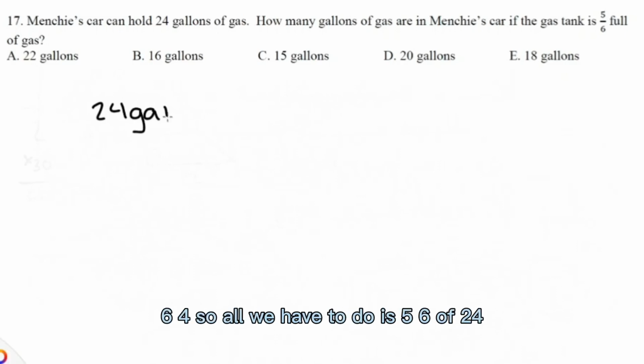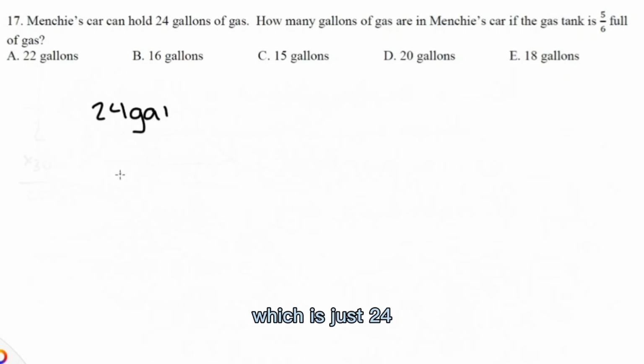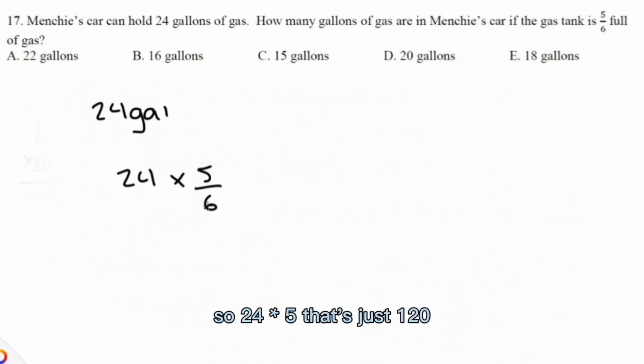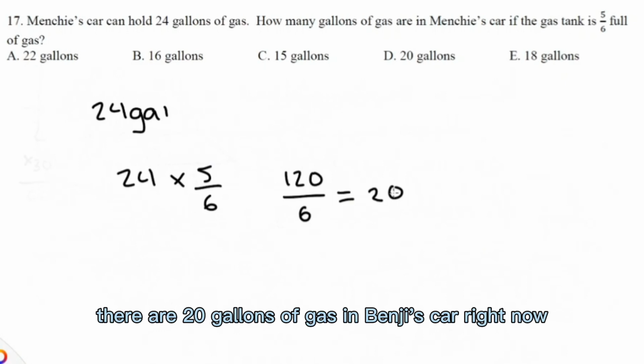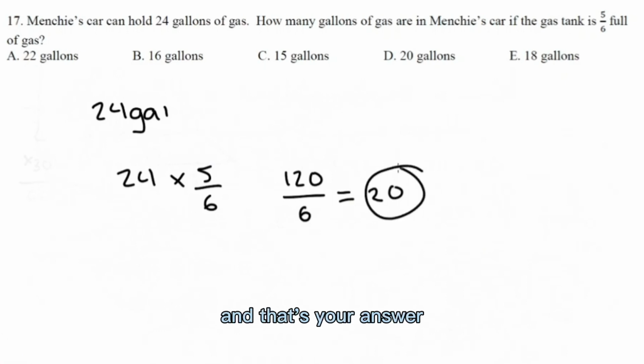So all we have to do is 5/6 of 24, which is just 24 times 5 over 6. So 24 times 5, that's just 120. And 120 divided by 6, that's just 20. So that means that there are 20 gallons of gas in Menchie's car right now, and that's your answer.